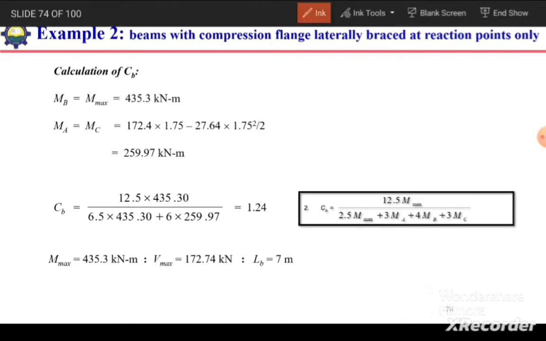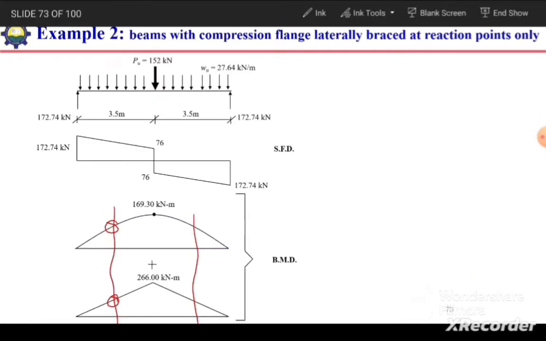After drawing the shear force and bending moment diagram, the next step is to calculate the CB value. To calculate the CB value, we need the M maximum in the span, MA, MB and MC. MA will be at 1/4 of the span, MB will be at the center, and MC will be at 3/4 of the span. In our case, as the loading is symmetrical, M maximum will be equal to MB and MA will be equal to MC. So we can estimate their values by using these bending moment diagrams. The M maximum will be the sum of these 169.3 plus 266.